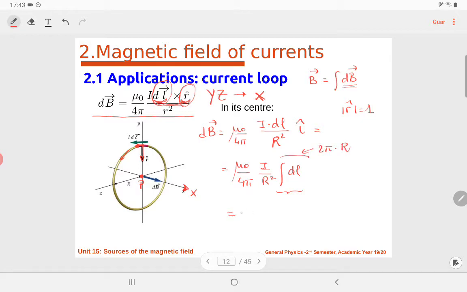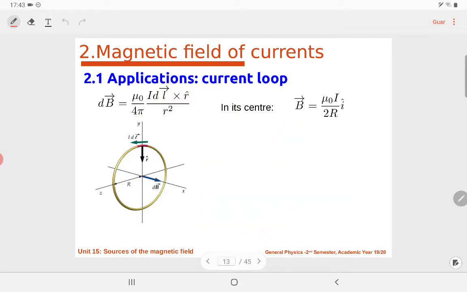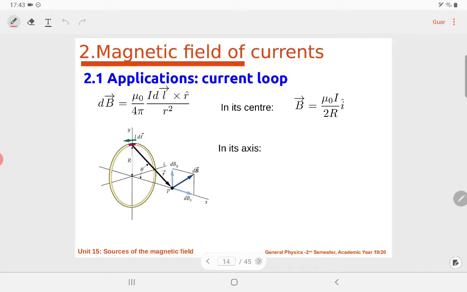So if you put everything together, this is for the entire magnetic field. Okay, so this is the integral, and then you can see that this is going to give you mu sub 0 divided by 2, because the 2 pi divided by the 4 pi leaves you a 2 here. This is I, and this is just an R. Okay, and this is the positive direction of the x-axis. So here you have it also in this slide. Okay, and then we can discuss what it is in its axis.